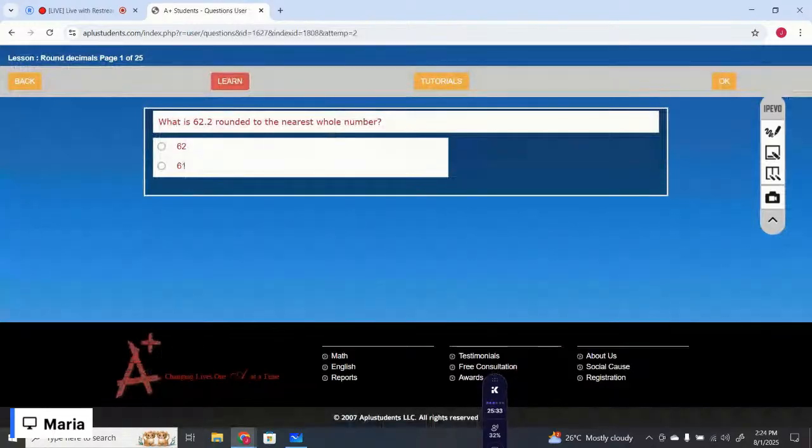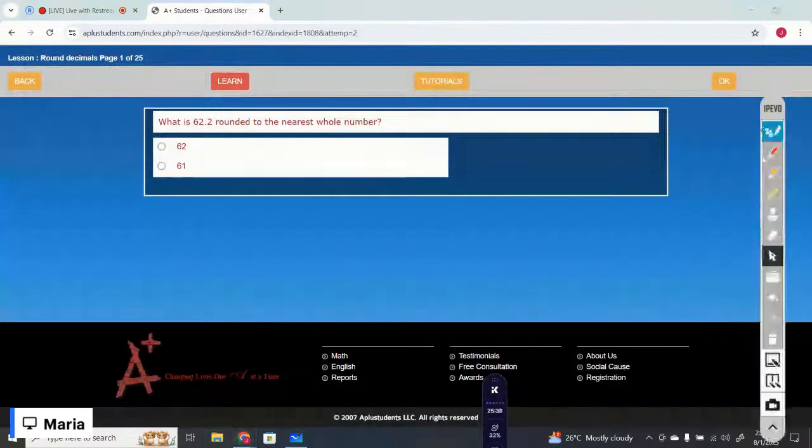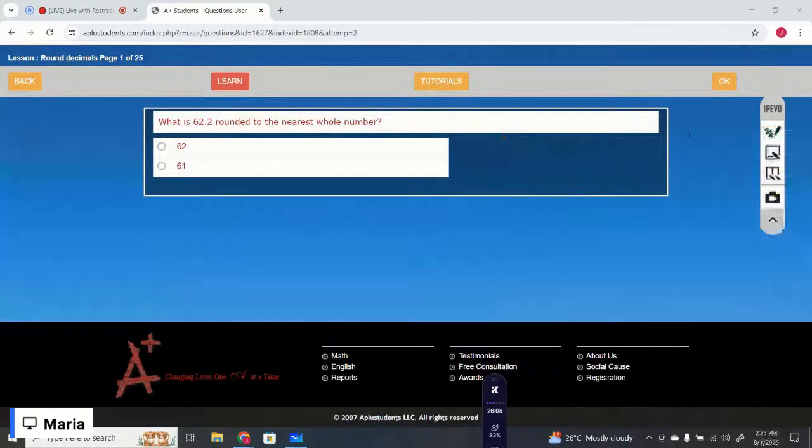What is 62.2 rounded to the nearest whole number? 62.2. The digit right after the decimal point is 2. 2 is less than 5. So you need to round down to the same whole number, so it would be rounded to 62. The correct option is 62. Option number 1 is the correct option.